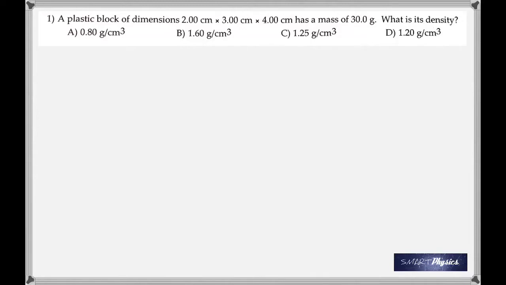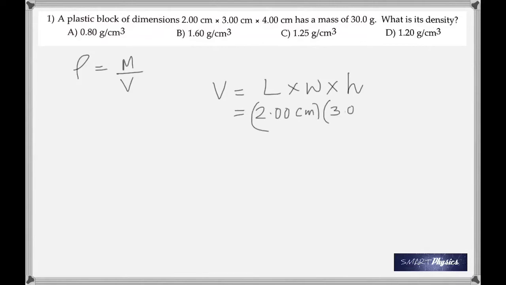Number one, the dimensions of this plastic block are given as 2 centimeter times 3 centimeter times 4 centimeter, and its mass is given. You have to find its density. Now, density is mass divided by volume, and volume of this block is, of course, the product of length, width, and height. And that gives 24 centimeter cube.